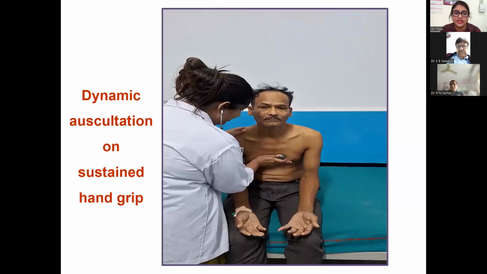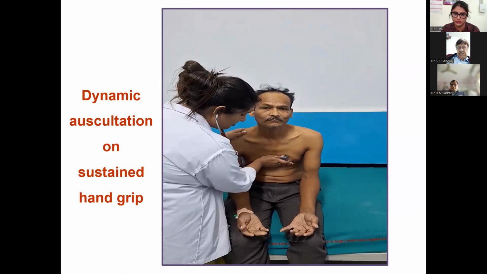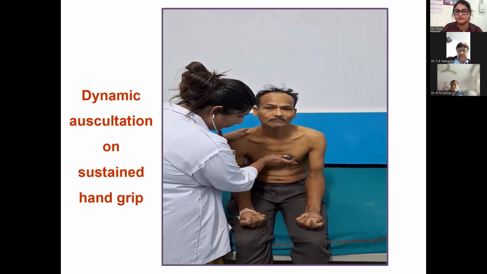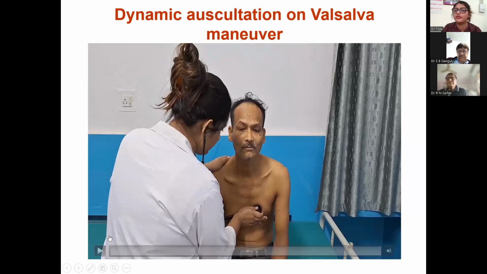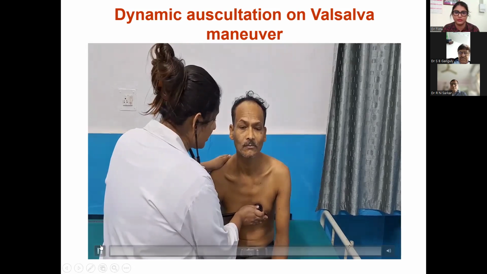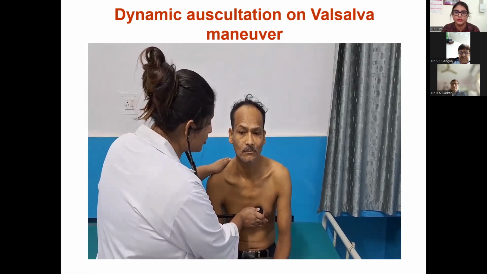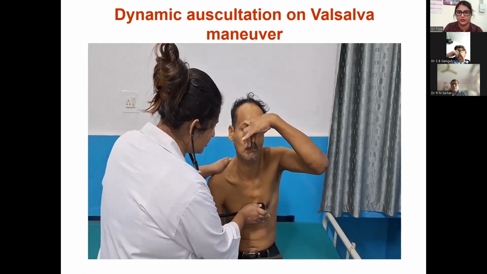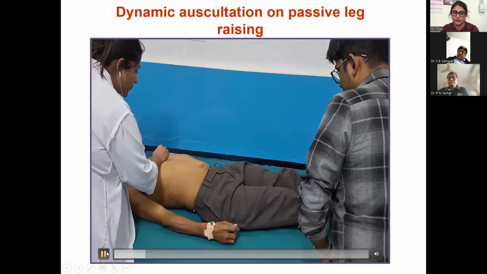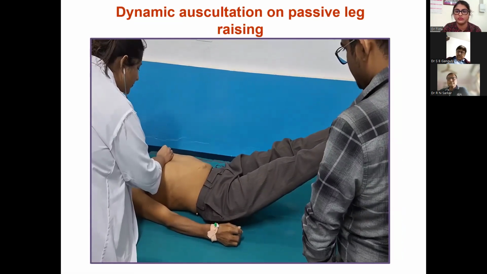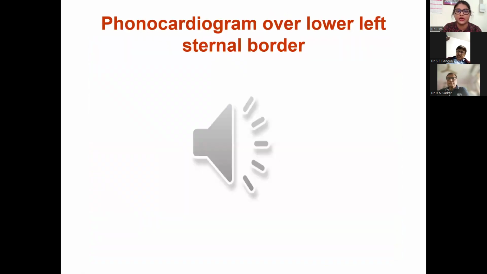Next, I demonstrated the dynamic auscultation on sustained hand grip. Next, I demonstrated the murmur on the Valsalva maneuver, that is forced expiration on a closed glottis. Next, I demonstrated the murmur on passive leg raising. Now, this is the phonocardiogram of the murmur on the left sternal border.